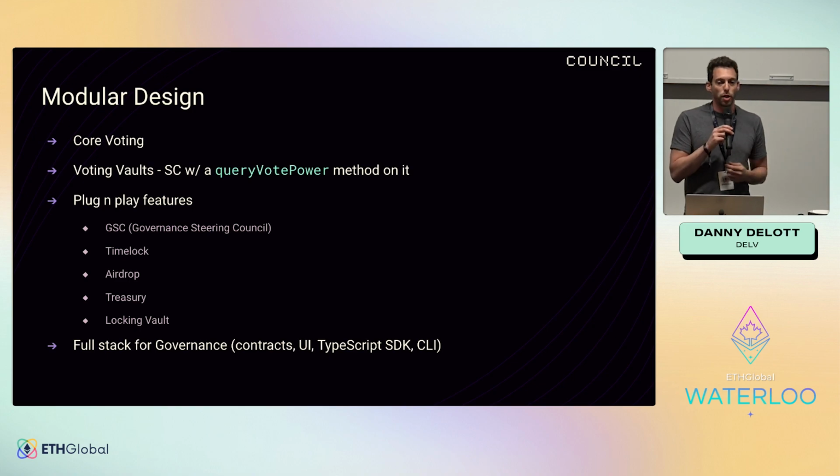Any way you want to structure that. So you would call query vote power, pass it the address that you want to ask, how much voting power does this wallet have? Does this contract have? And you get back that number. And that's the extent of it.